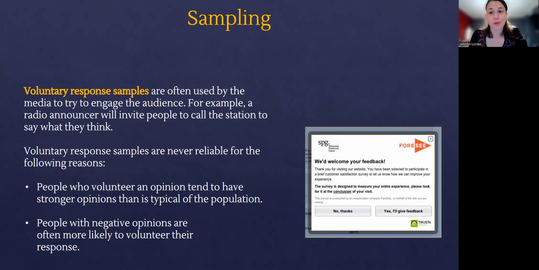And in fact, people who are angry are much more likely to respond to these because they're feeling visceral anger and they want to vent it. Versus someone who's very happy might submit something, but they might not. They might just enjoy their happiness. So you tend to get negative opinions over positive opinions.